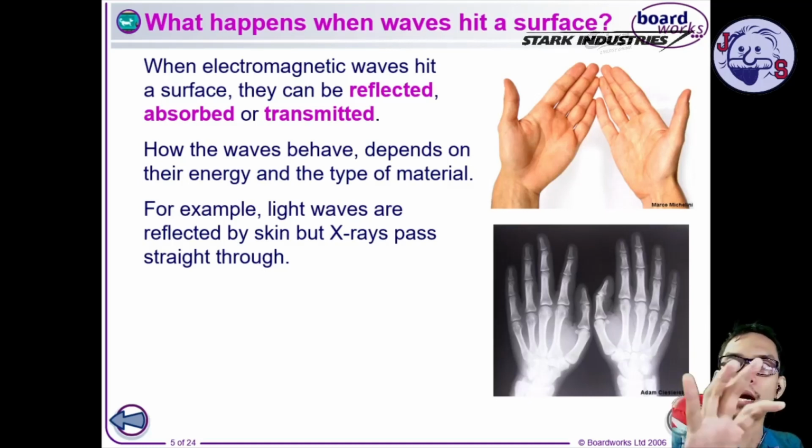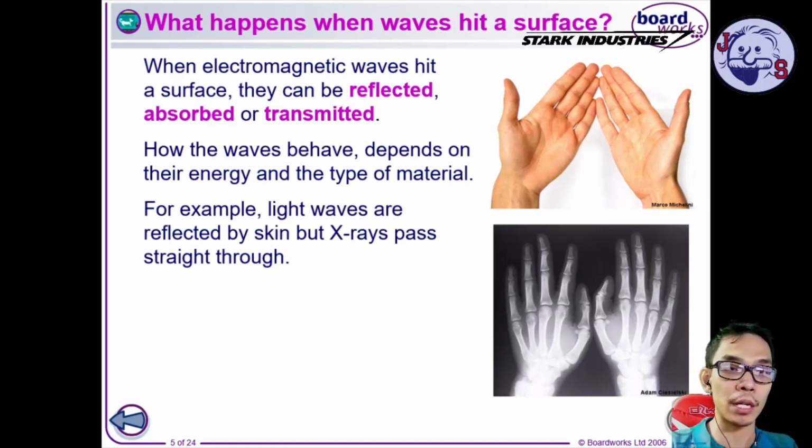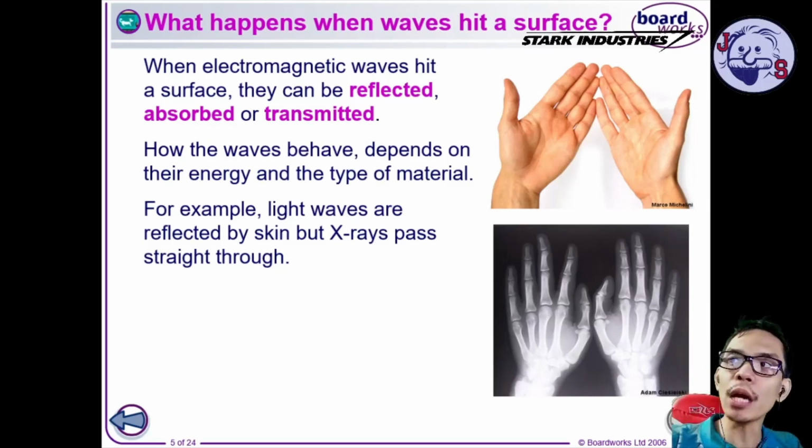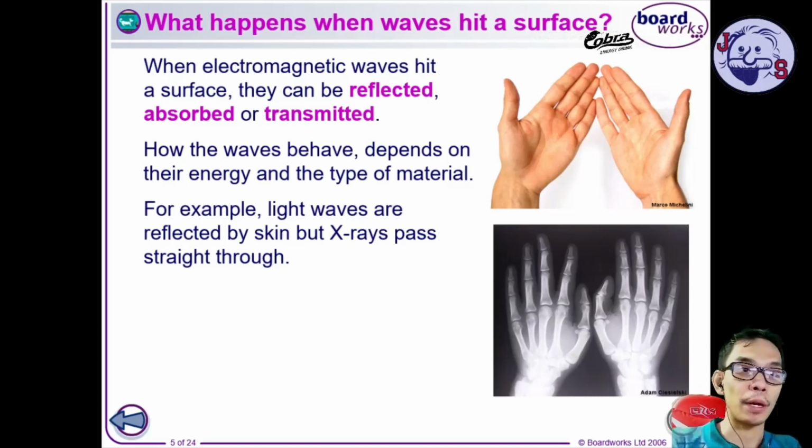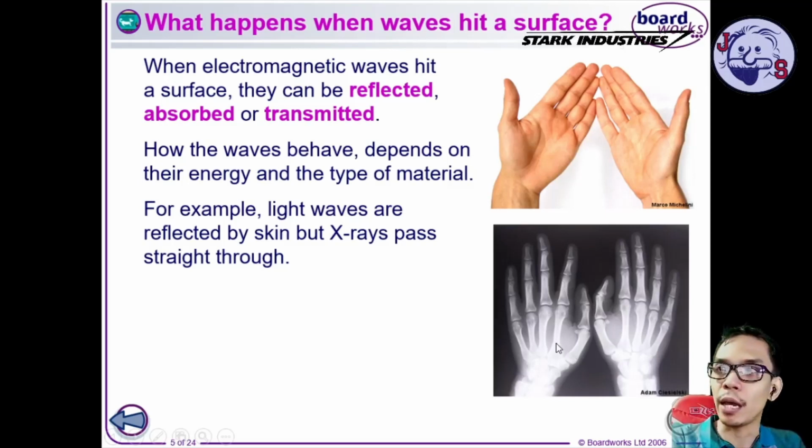But there's one electromagnetic wave that can pass through skin, and that is the X-ray. The only material that it can't pass through is the bone, the one that you see here. The skin is as if there's nothing. The X-ray can pass through skin as if it is nothing, and it cannot pass through the denser portion of your bone.